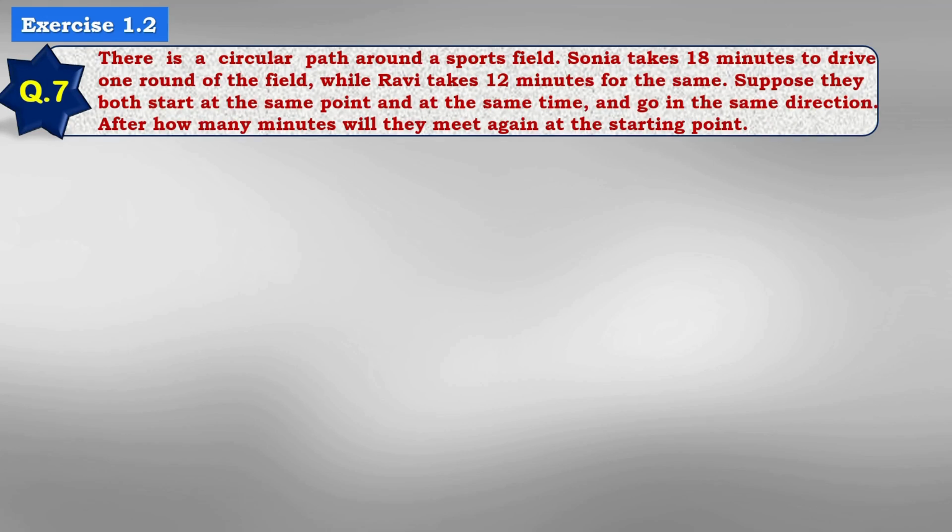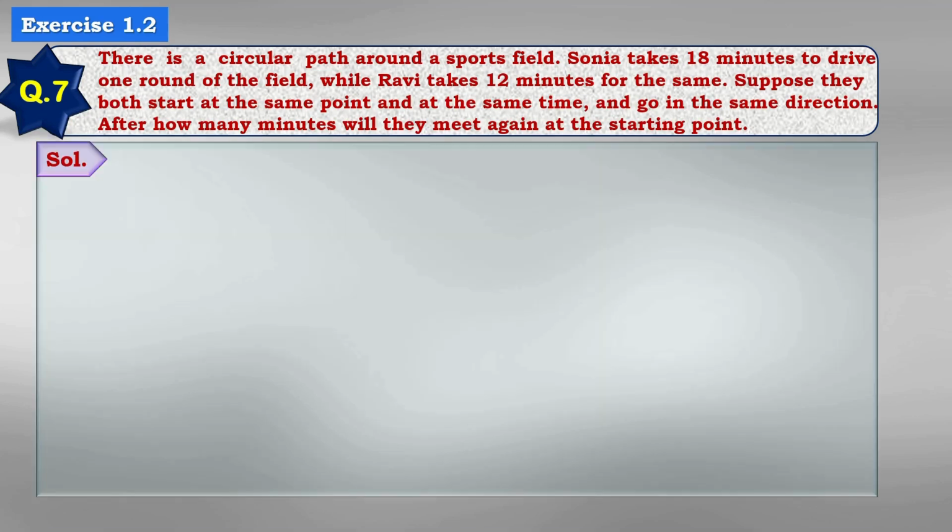Now the next question is, there is a circular path around a sports field. Sonia takes 18 minutes to drive one round of the field, while Ravi takes 12 minutes for the same. Suppose they both start at the same point and at the same time and go in the same direction. After how many minutes will they meet again at the starting point? Okay. So how are we going to solve this?